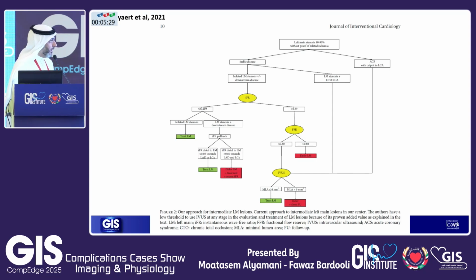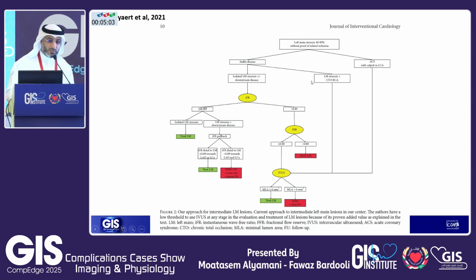This is a nice algorithm that I decided to follow that actually covers all of your bases. So you have a left main borderline lesion between 40 and 90% without proof of related ischemia. Is it ACS? You just go straight to imaging and use the 6 millimeter as cutoff. If it's stable disease, is there a CTO of the RCA? If there is, then you just go to imaging and use the same cutoff.